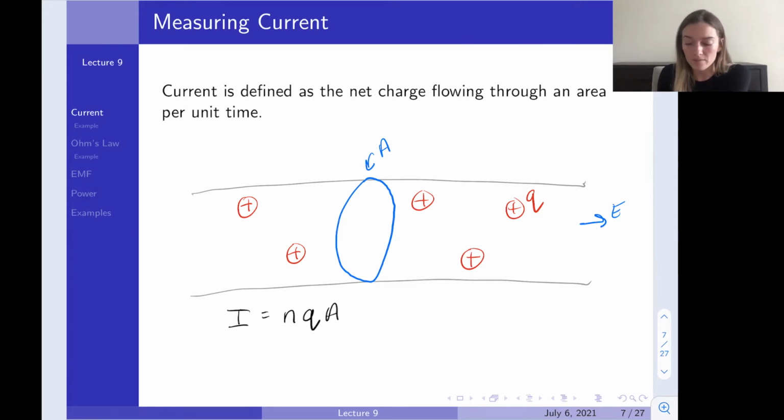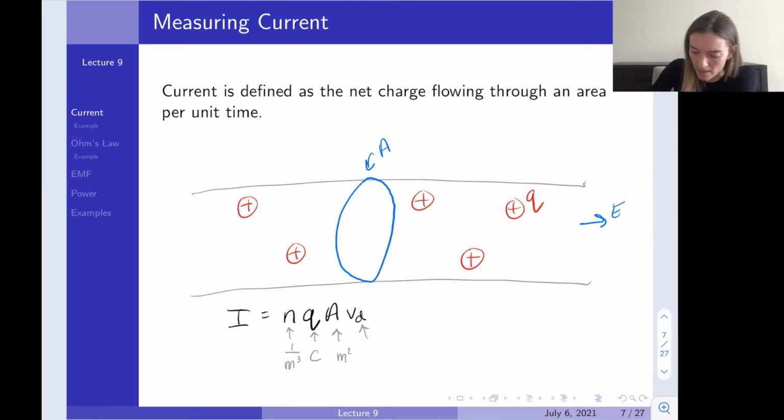Now we need to multiply by their velocity because we want to know how many are moving through per unit time, so we need to know how fast they're moving. They're going to be moving through at the drift velocity, so that's VD. Now let's check our units to make sure that we are getting a charge per unit time. The number density of these charged particles is particles per meter cubed. The charge is just coulombs. The area is just meters squared. And then the velocity is meters per second.